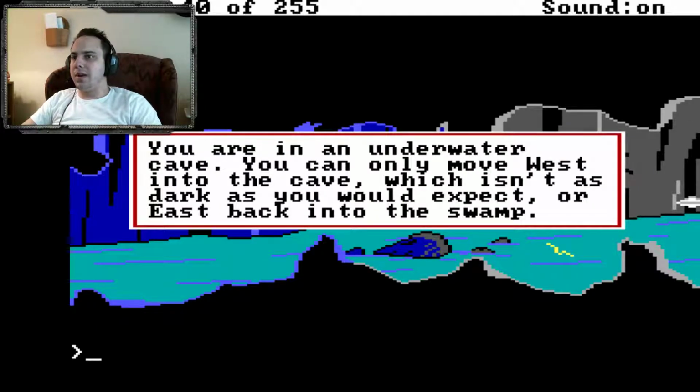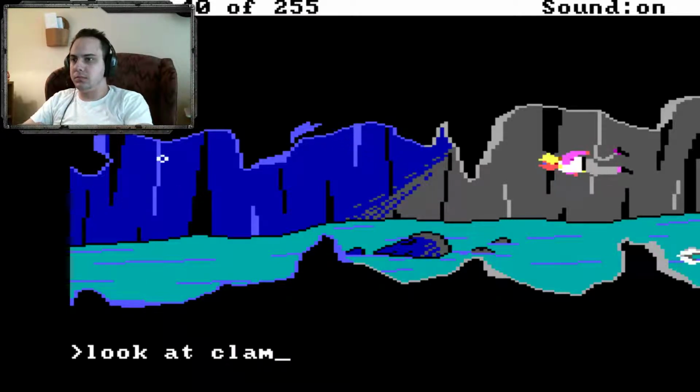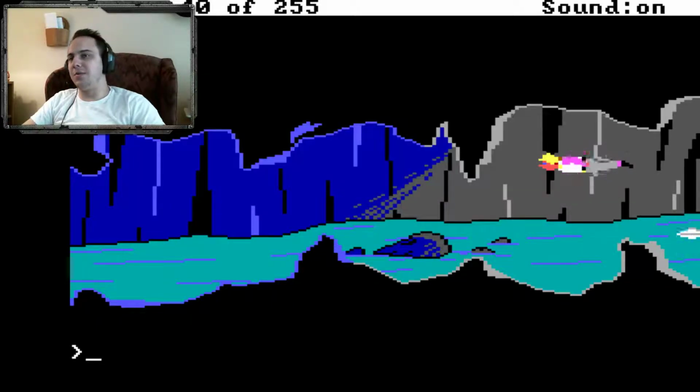You're in an underwater cave. You can only move west into the cave, which isn't as dark as you would expect, or east back into the swamp. Okay, so there's something looking like a clam swimming around. Big deal. You can't do anything with it. You can't do anything with the squiggly thing either, so drop that idea right now.